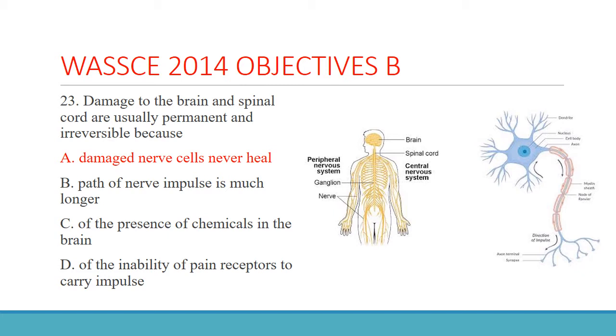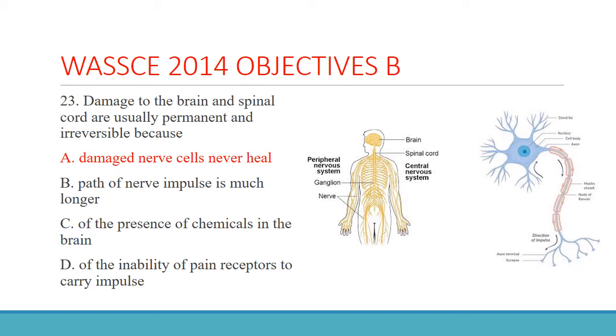They cannot be repaired. If somebody has an injury to the brain, remember that the brain and the spinal cord make up what you call the central nervous system. And these are all made up of nerve cells. The nervous system is basically made up of nerve cells that come together, organize into various parts, and form the nervous system. And then we have the peripheral nervous system, which is made up of the nerves.